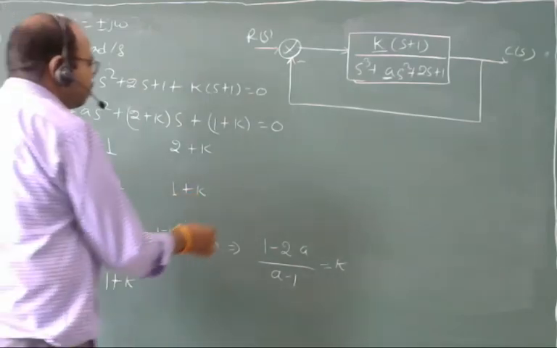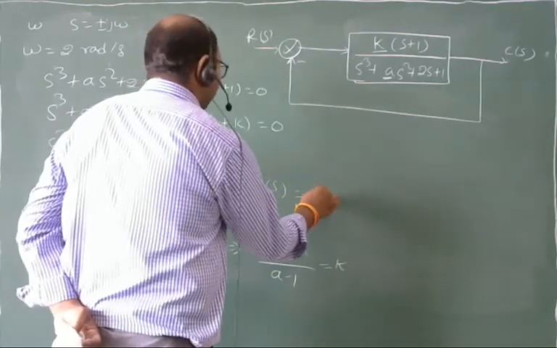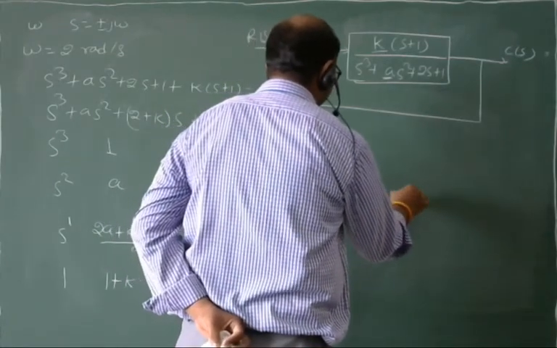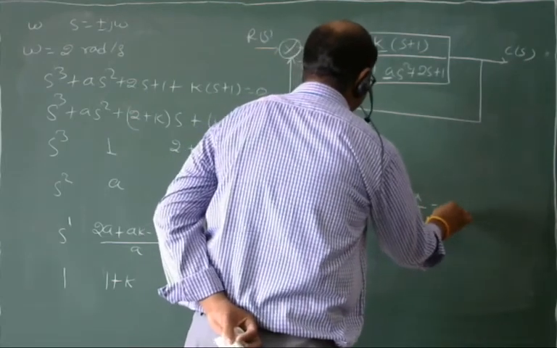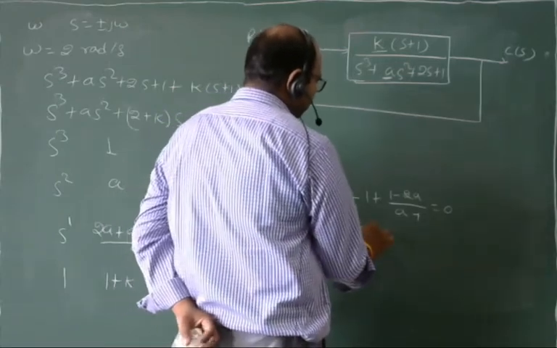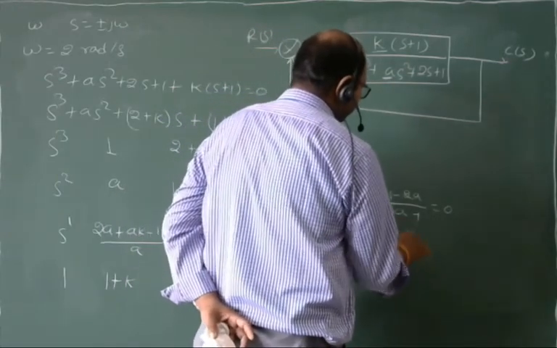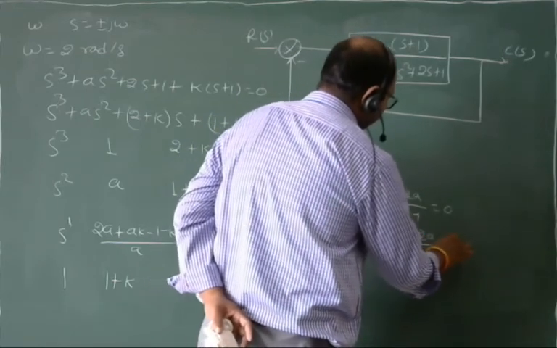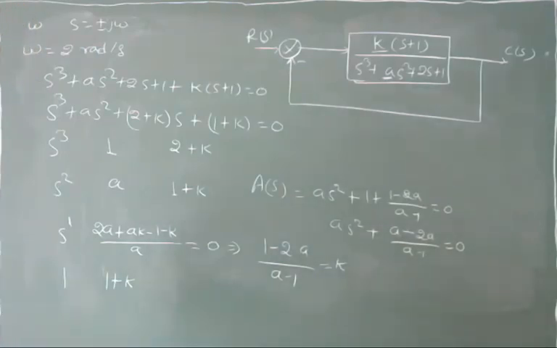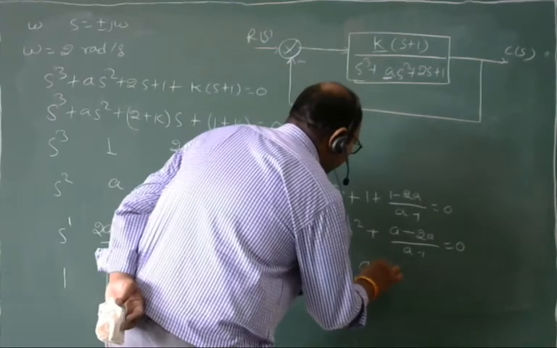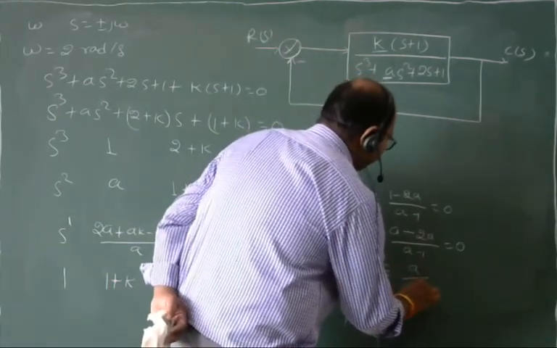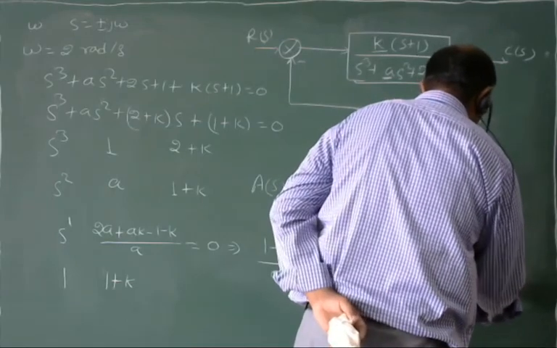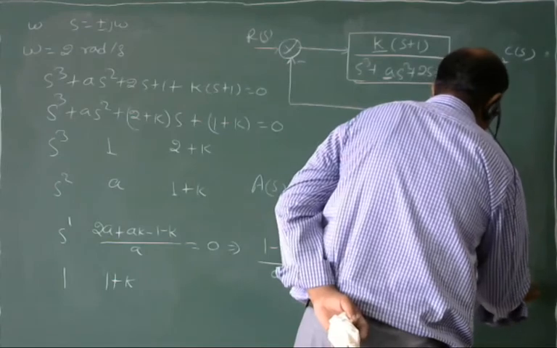Put this value of k here, and the auxiliary equation becomes a s square plus 1 plus (1 minus 2a) divided by (a minus 1) is equal to 0, or a s square plus (a minus 1 plus 1 minus 2a) divided by (a minus 1) is equal to 0, or a s square minus a divided by (a minus 1), so s square becomes 1 divided by (a minus 1), or s is equal to plus minus under root 1 by (a minus 1).